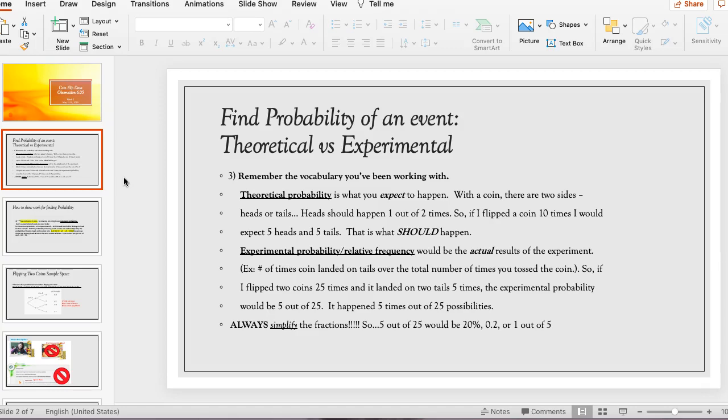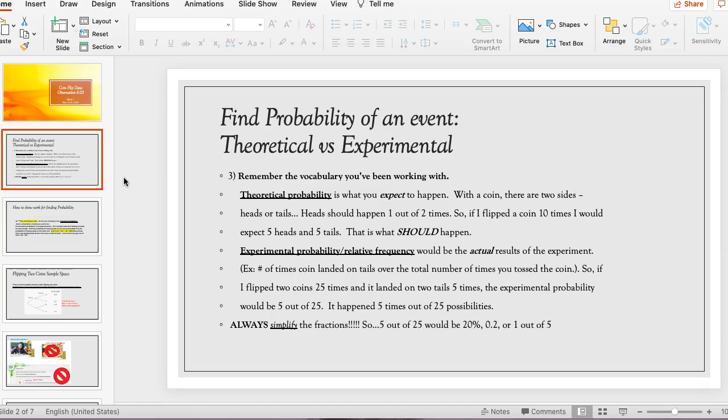Okay, you have several sources that you can use to remind you what is theoretical probability, what you expect should happen, versus experimental probability, which is also called relative frequency, what actually happens when you perform the experiment. So with this assignment, you are supposed to flip not just one coin, you are flipping 2 coins.